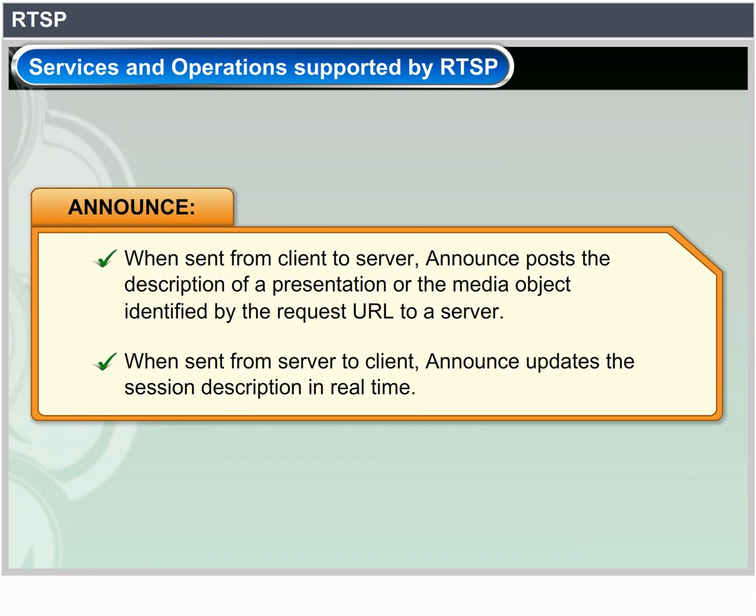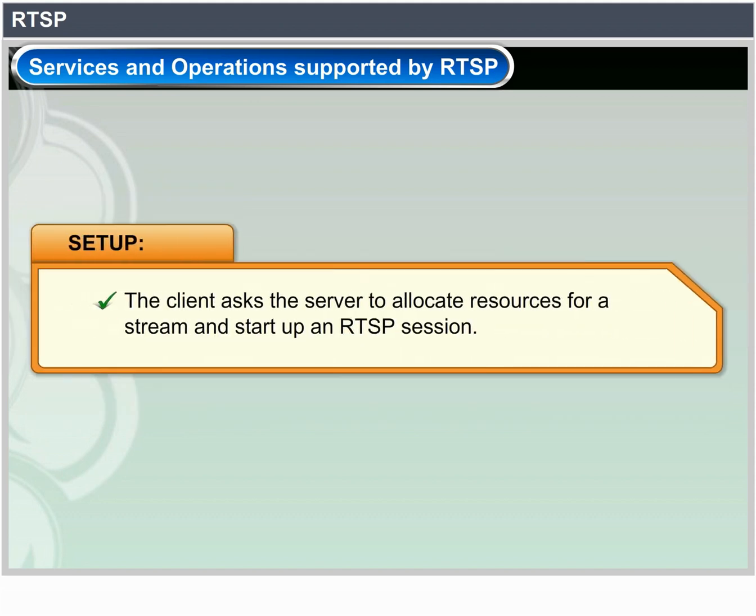Announce: when sent from client to server, announce posts the description of a presentation or the media object identified by the request URL to a server. When sent from server to client, announce updates the session description in real time. Setup: the client asks the server to allocate resources for a stream and start an RTSP session.